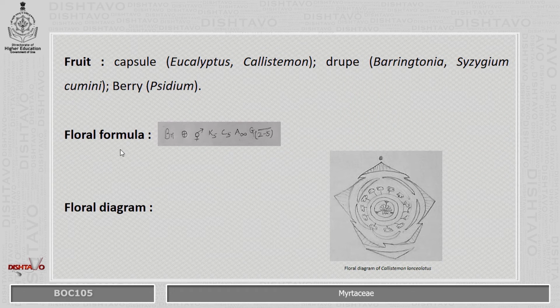Coming to the floral formula, the flowers are bracteate, actinomorphic, bisexual. Calyx is 5. Corolla is 5. Androecium is indefinite. Gynoecium is syncarpous, having 2 to 5 carpels, and it is an inferior ovary. In the floral diagram, you can see the flowers are bracteate, actinomorphic, bisexual, calyx 5, corolla 5, androecium indefinite. You can see the floral diagram of Callistemon lanceolatus showing an inferior type of ovary.